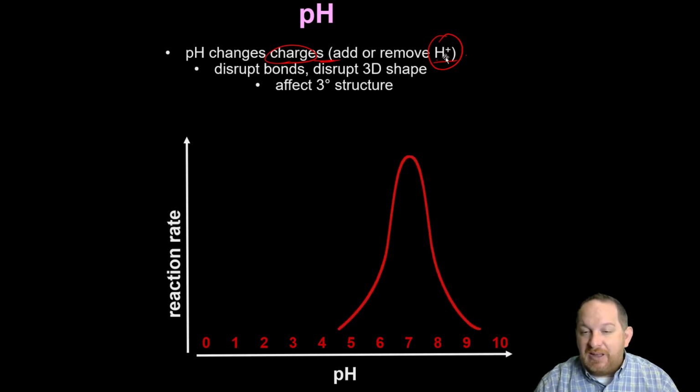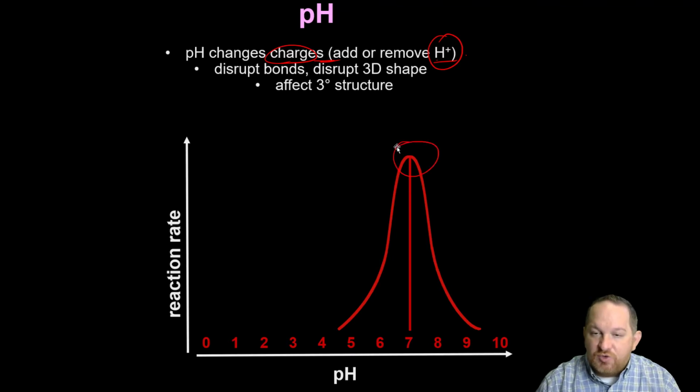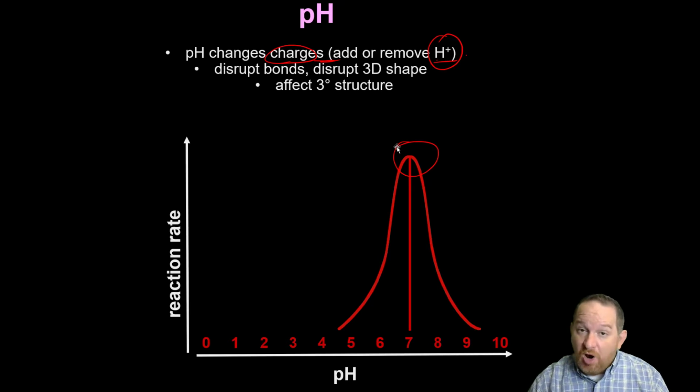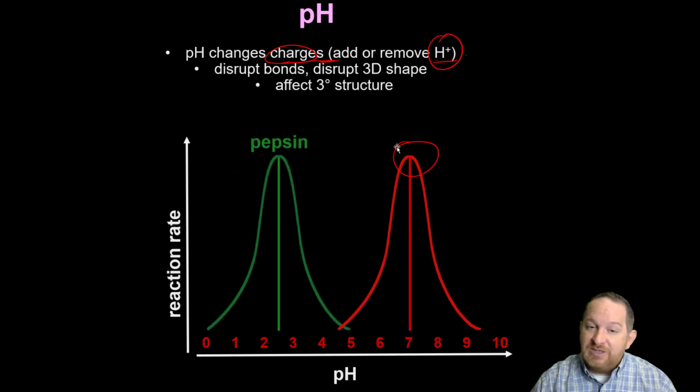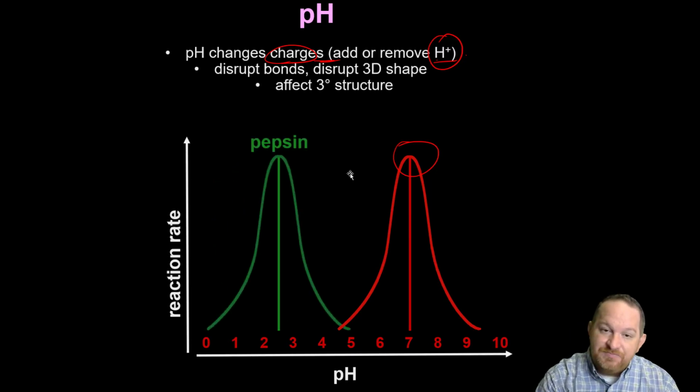So if you think about it like a general enzyme in our body, it's probably going to work at about a neutral pH, right? Think about enzymes in our blood. We have a pretty neutral pH of our blood. Those enzymes are going to be optimal at about a neutral pH of 7. However, there are places in the body where the pH is very low or a little higher. Think about, for example, the stomach.